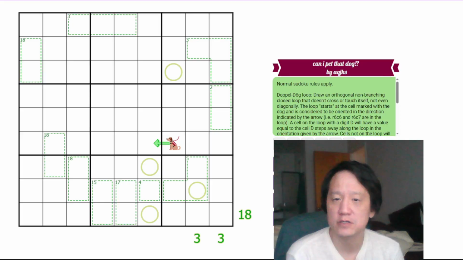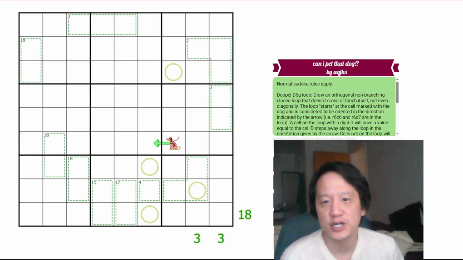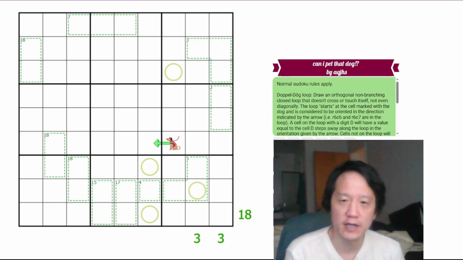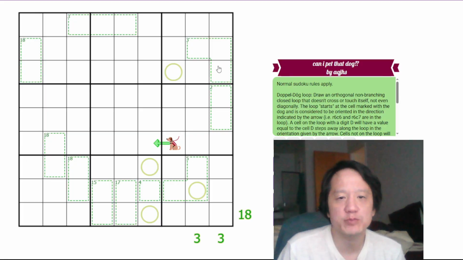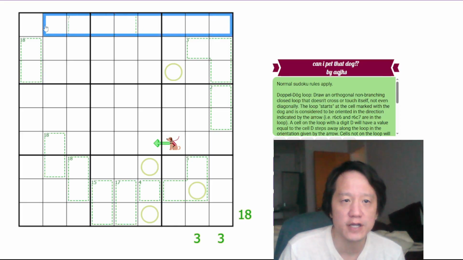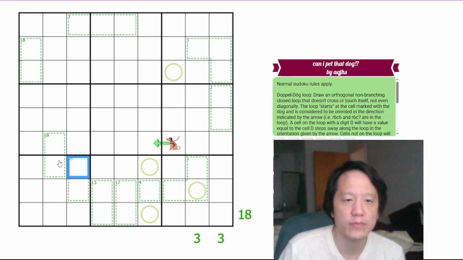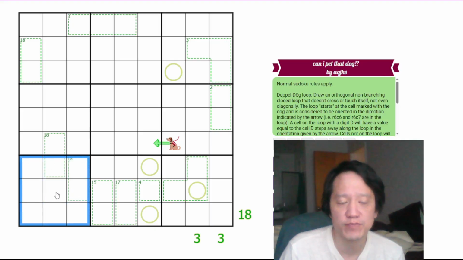It's called Can I Pet That Dog by AQJHS. And here are the rules. Normal Sudoku rules apply, which means in each cell in the grid, place one digit from 1 through 9 such that there are no repeats in any row, column, or designated 9-cell region. That is a box.